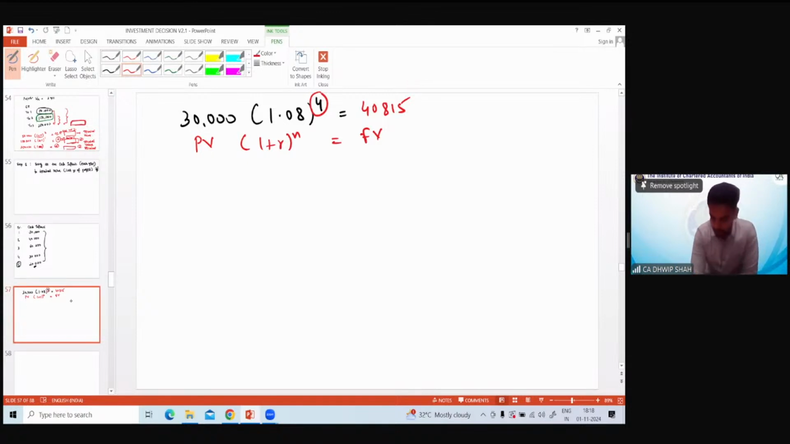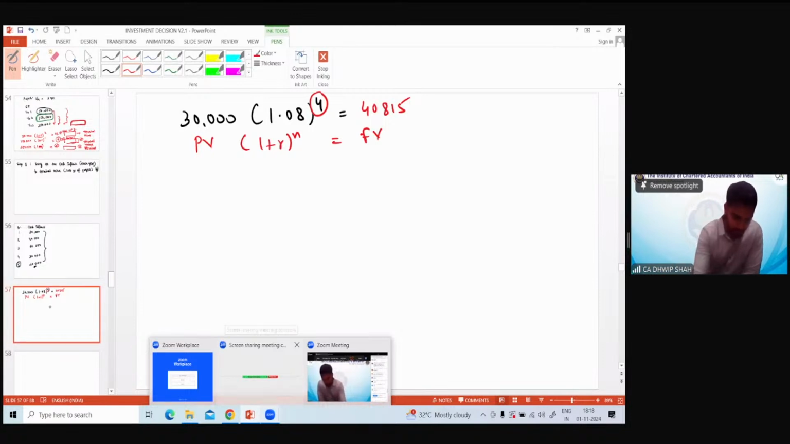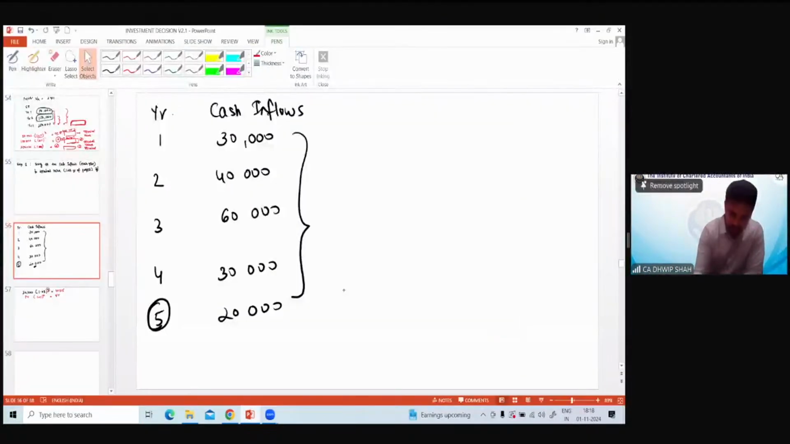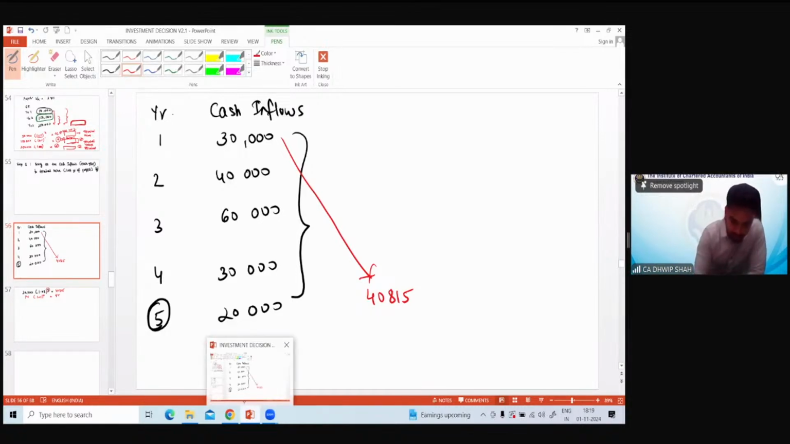Can I move ahead? So can I say this 30,000 will be equal to 4815 at the end of year 5? Yes or no? This 30,000 is 4815 at the end of year 5. Similarly, we have to solve it for 40,000, 60,000, 30,000 and 20,000.